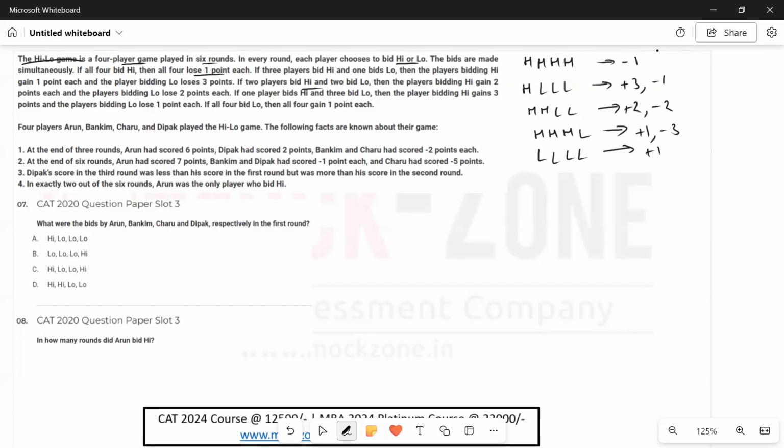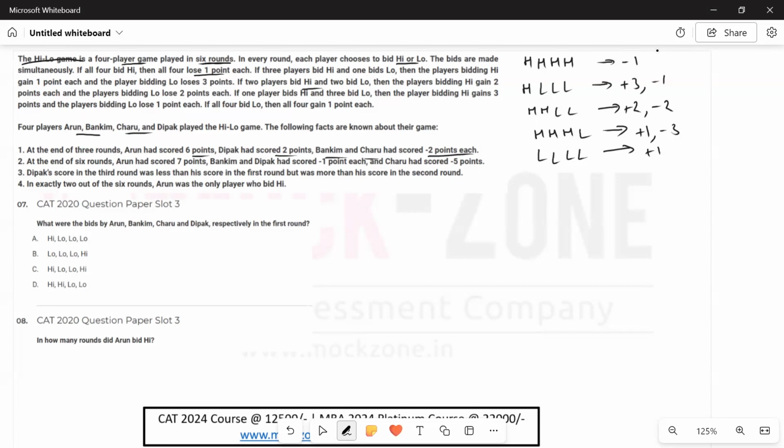There are four players A, B, C, D playing the high-low game and the following facts are known. So we have four players playing the high-low game, and the game consists of 6 rounds. At the end of round 3, A has scored 6 points, D has scored 2 points, and B and C have scored -2 points.